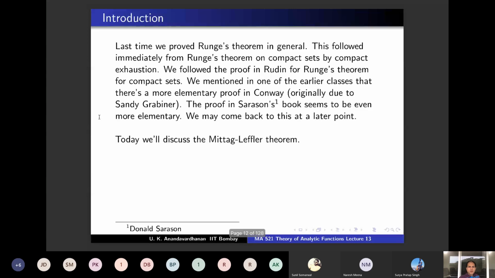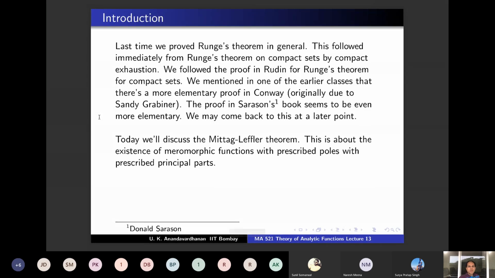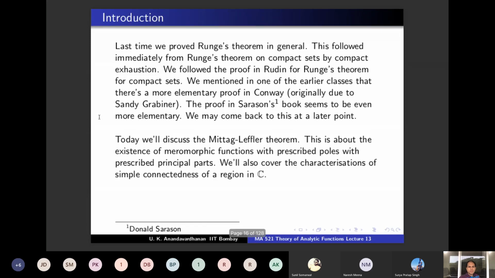I don't know. Today we will discuss the Mittag-Leffler theorem, and this is about the existence of meromorphic functions where the poles are prescribed. The function will have poles exactly at the set that you have given me. Not just that, at each pole, what the principal part should be, what the rational function should be, that also you can prescribe. So with prescribed poles, with prescribed principal parts. This is the Mittag-Leffler theorem. I think this can be done directly, but we will do it as an application of Runge's theorem.